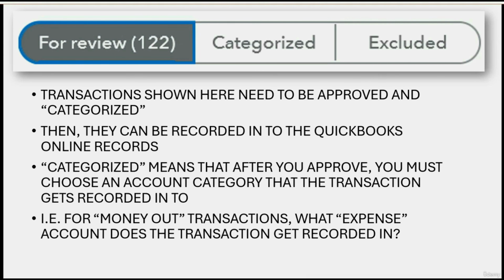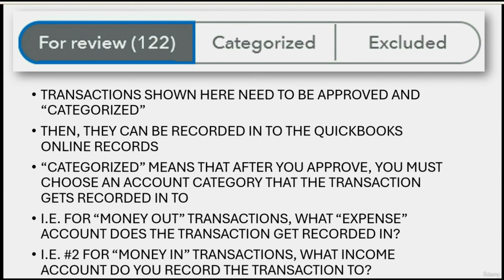For example, if the transaction is money coming out of the account, you have to choose which expense type of account that transaction will be recorded into. But if it's a transaction where money is coming into the account, you have to decide what income type of account gets recorded with that transaction. You have to tell QuickBooks Online, is this money coming in because we did an editing service and it goes into editing income? Or is this money coming into the account because we did a video service and therefore you would instead choose video income as the income account?